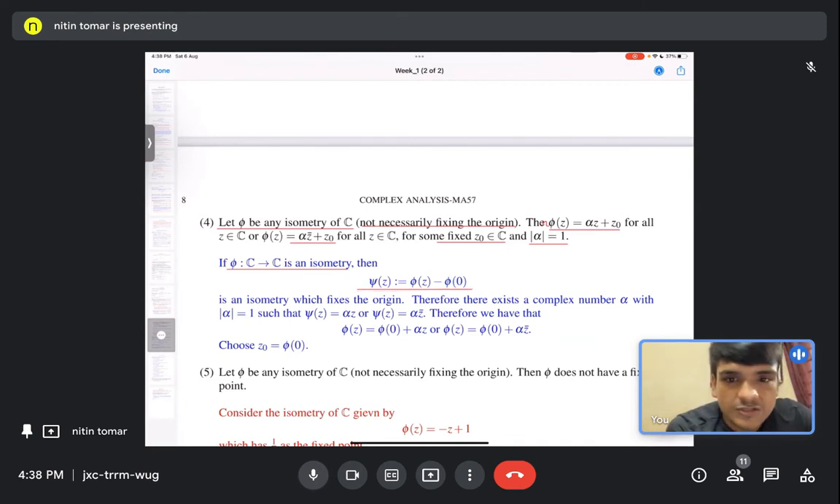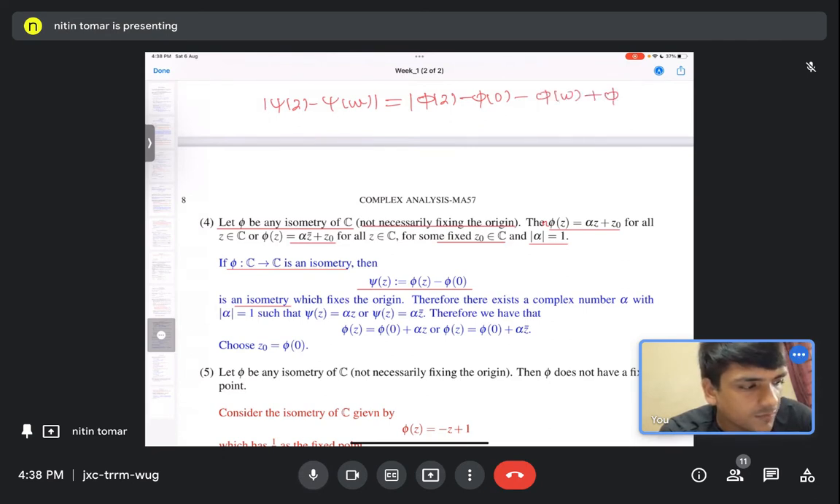Now because phi is an isometry, this phi z minus phi 0 will again be an isometry. Why? What do we have to show for isometry? That the norm of xi z minus xi w has to be equal to mod z minus w. Now phi z minus phi 0, minus phi w plus phi 0, is nothing but phi z minus phi w, right? But phi is an isometry, so it will be mod z minus w. So this map xi will be an isometry which fixes the origin.